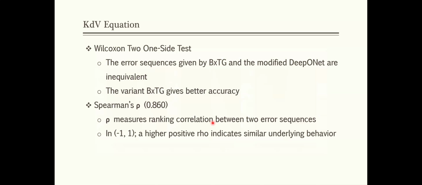For KDV, the Spearman rho is 0.86. This is still pretty high, and this indicates a strong positive correlation in the error patterns of the variant BXTG and the modified DeepONet. In summary, for the KDV equation, variant BXTG offers a better predictive accuracy at a reduced training cost.